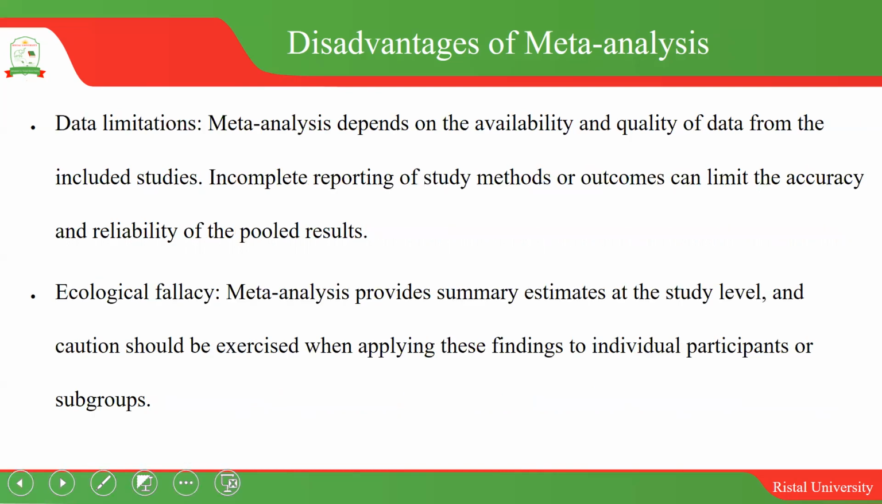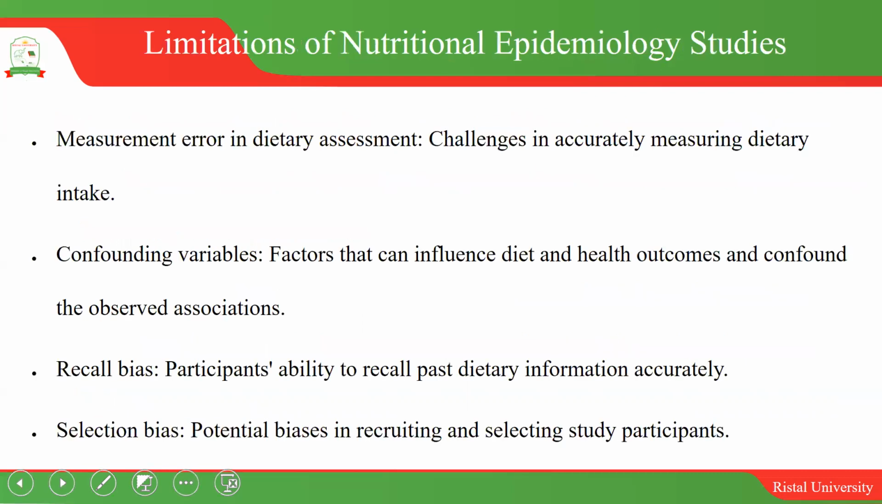The other issue is that we have issues to do with data limitations. The information or the data that we have from these different studies may actually be incomplete, and you may not really get accurate and reliable data at the end of it all. Still, the effect of ecological fallacy can happen. Remember, we had ecological fallacy and ecological studies.